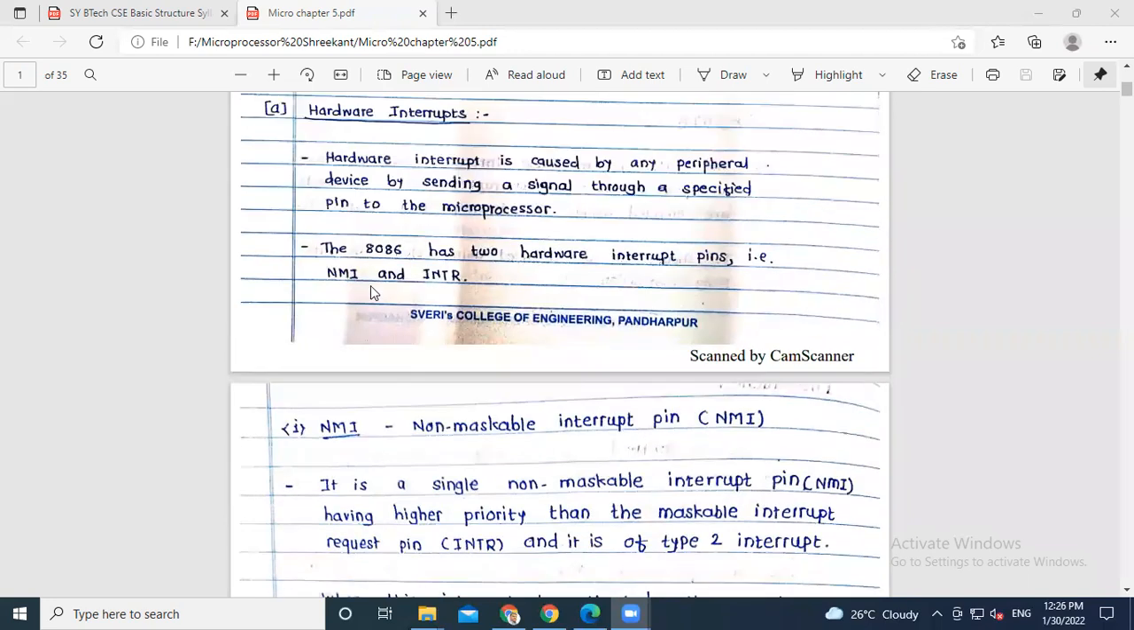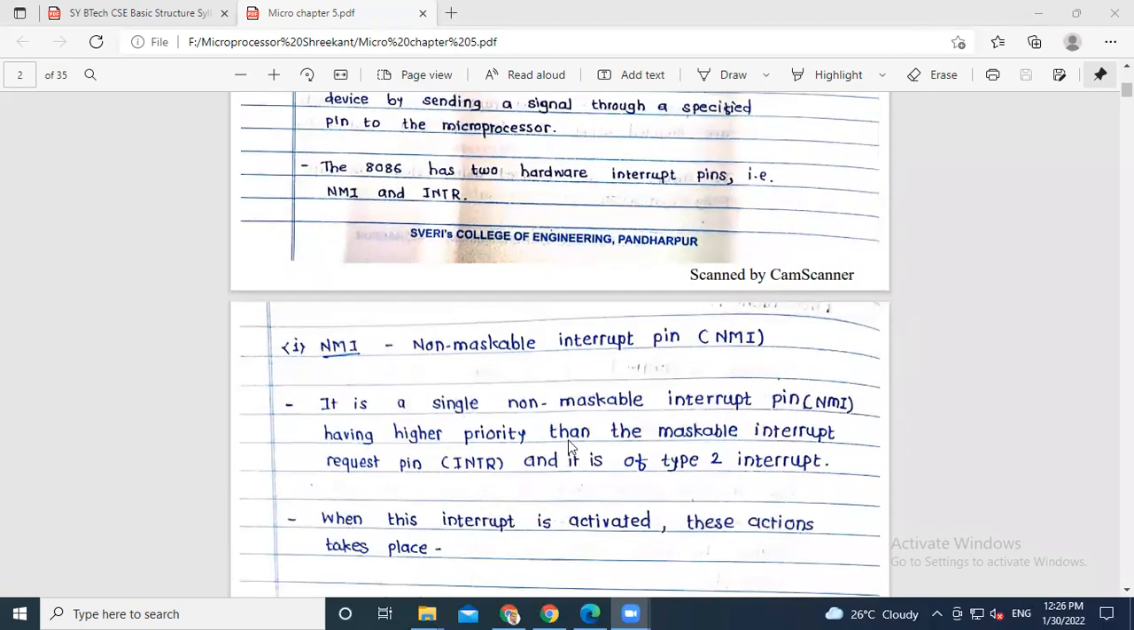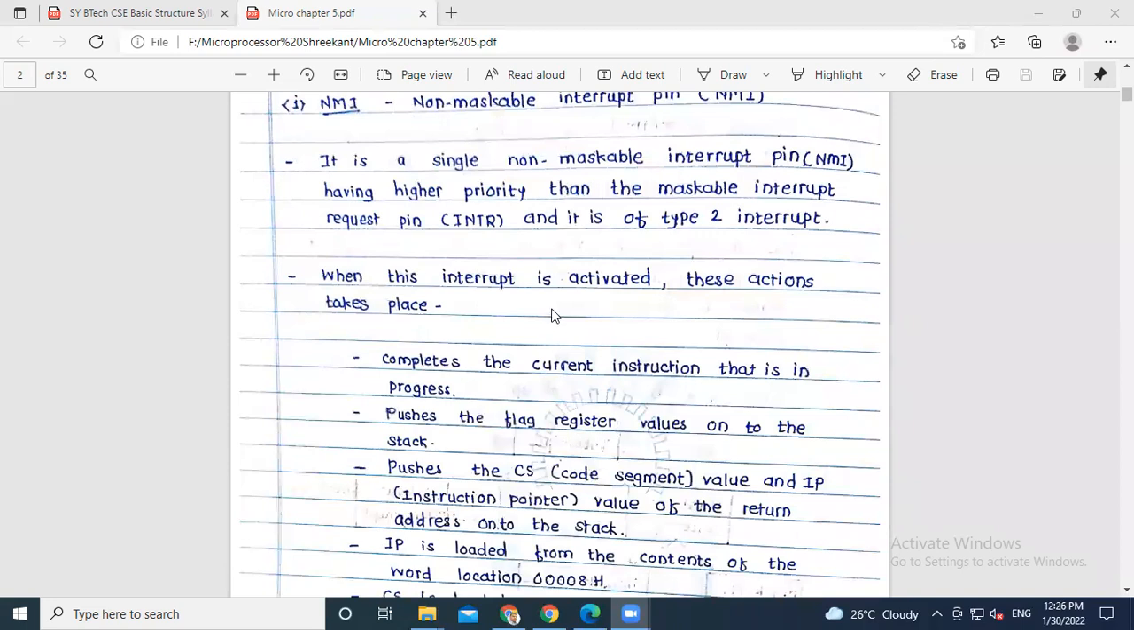In the first category, the non-maskable interrupt, there is a single non-maskable interrupt pin having a higher priority than the maskable interrupts. The request is of type 2 interrupts. There are 5 types of interrupts, but the non-maskable is the second type.